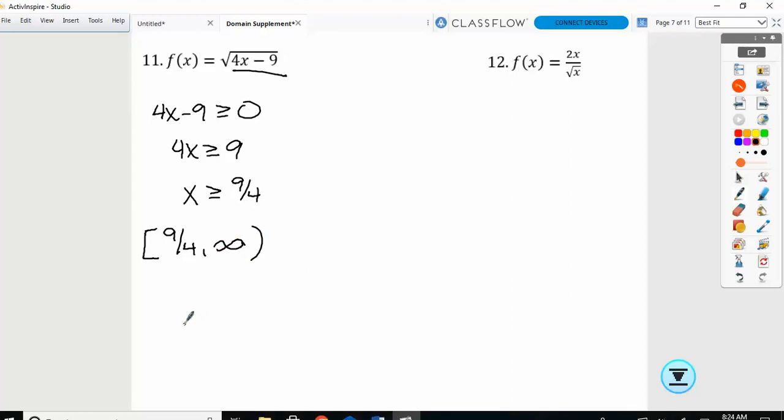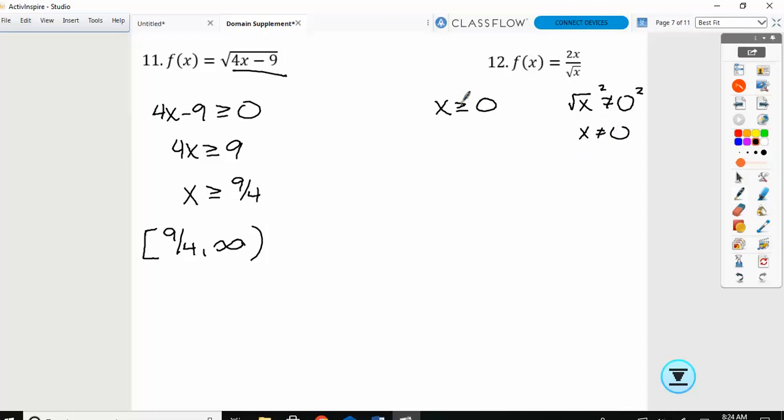All right, how is 12 different? We have a radical and we have a fraction. So we have both things. So let's kind of talk about the two pieces. If you have a radical, what do you know? Whatever's under the radical has to be greater than or equal to 0. So that's the radical piece. If you have a fraction, what do you know? The bottom can't be 0. Okay, so if you squared each side.